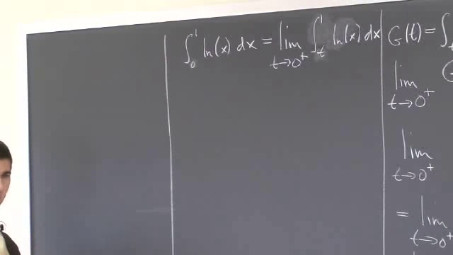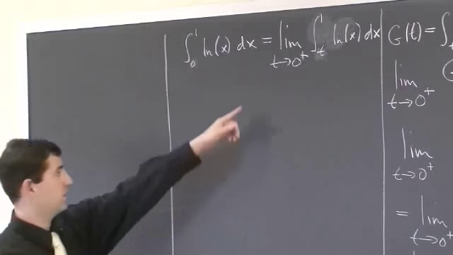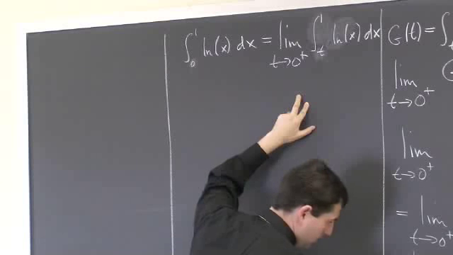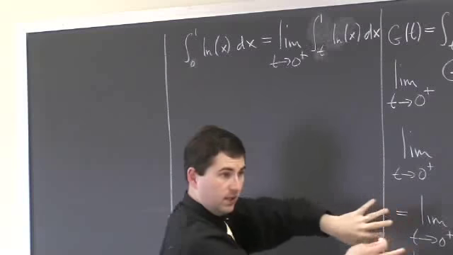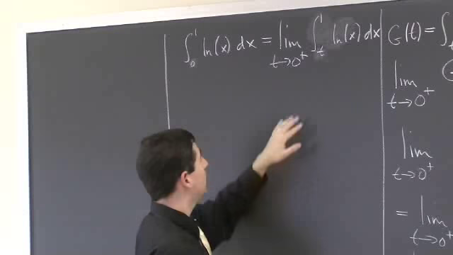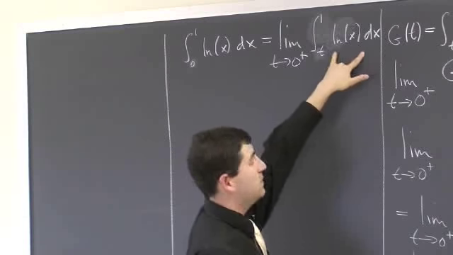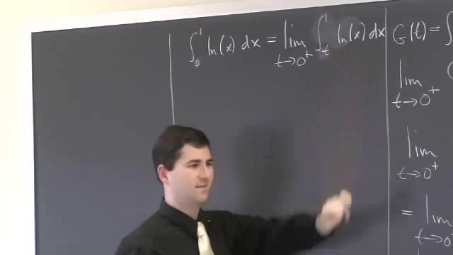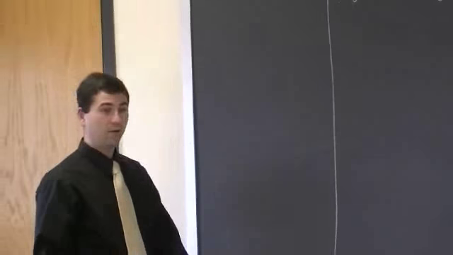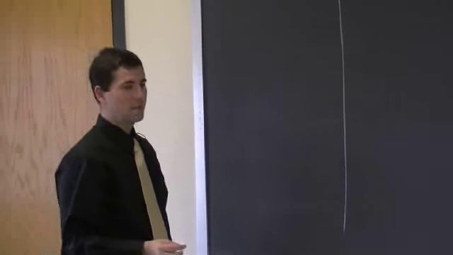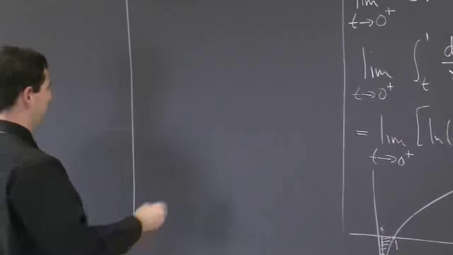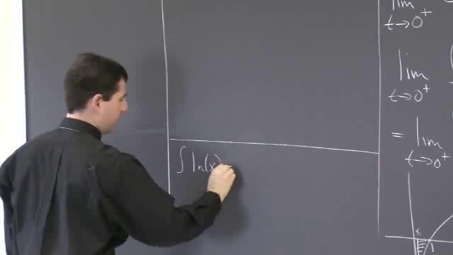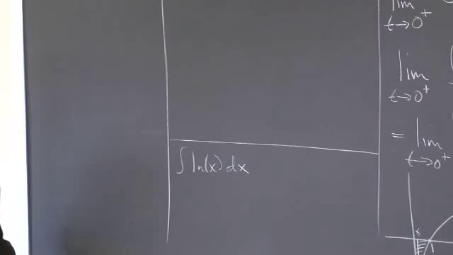Everybody agree that that's the right thing to look at? Again, what does this mean? It means instead of going all the way to 0, I stop at some t. I just compute that area, and then I take the limit as t goes to 0. Now to compute this, I need to know the integral of ln of x. Anybody remember that? Or at least remember how to do it? Let's see, we'll do a little side work here. We just need the antiderivative of ln of x dx.